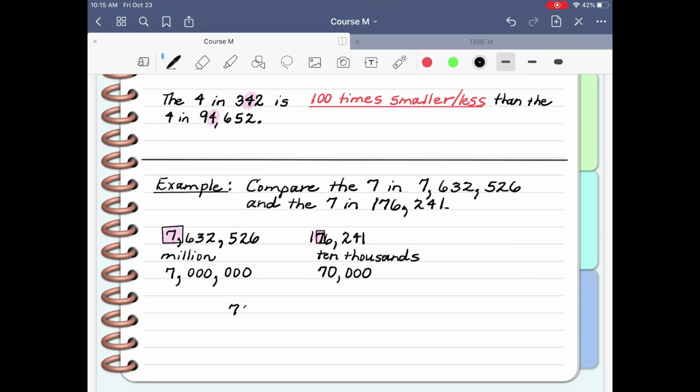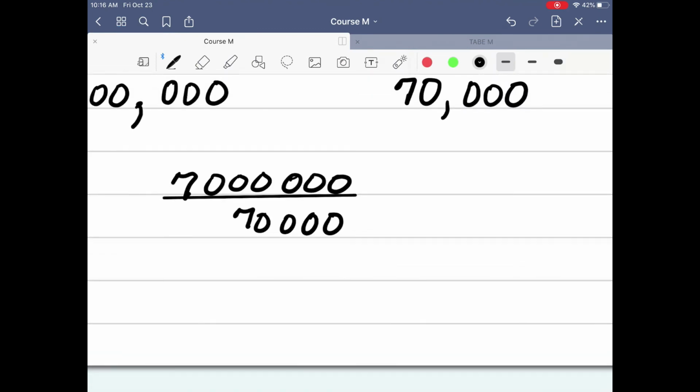So we have 7 million over 70,000. And hopefully we can cancel some zeros to make this a little easier. So we have 1 set, 2 sets, 3 sets, 4 sets. So I will have to bring these 2 zeros over in my answer. We can't cancel them, so you just bring them over. And 7 into itself is 1. So this answer is also 100.